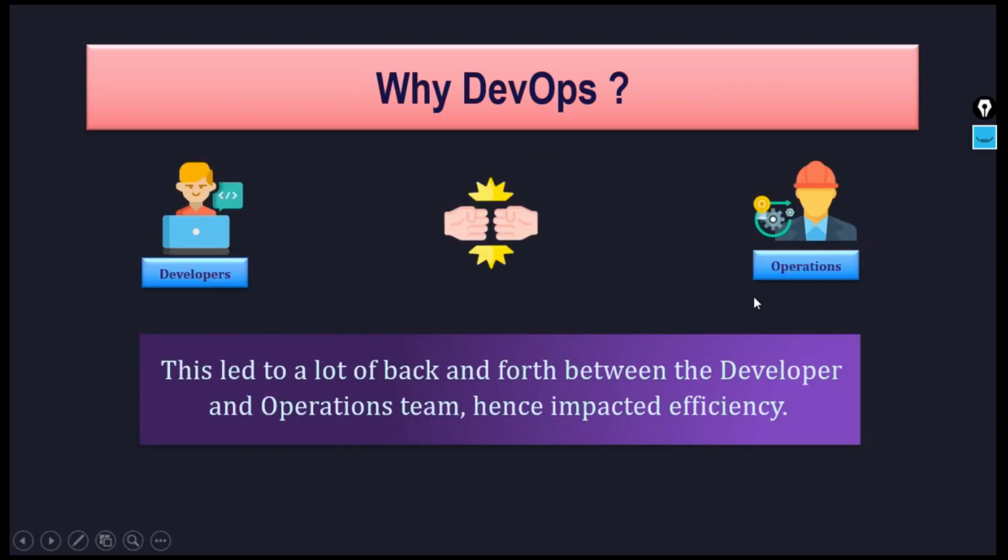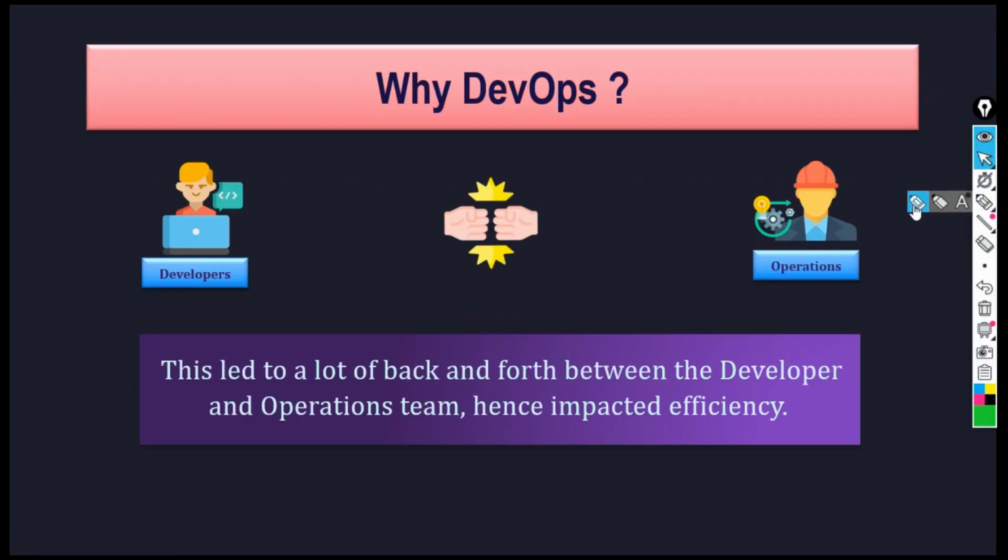Now, this led to a lot of back and forth between the developer and operations team. Hence, it impacted efficiency. You understand that. Because if you are fighting a lot, that means you are consuming, as I told you, the golden rule of a project: the time, the cost, and the quality. Because you are not achieving the quality in the production box or the pre-production box, they are giving your code back to you.